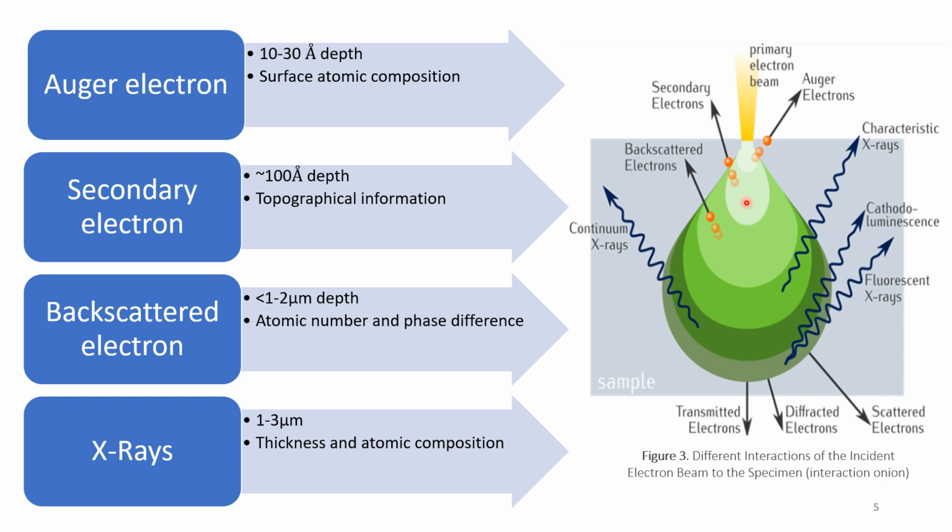Now, next, as the electron beam penetrates to a depth of about 1 to 2 microns, it gives rise to the backscattered electrons, which give information about the atomic number and the phase difference of the sample. As the primary electron beam penetrates even deeper, to a depth of approximately 1 to 3 microns, it gives rise to the X-rays, which give us the information about the thickness and the atomic composition of the sample.